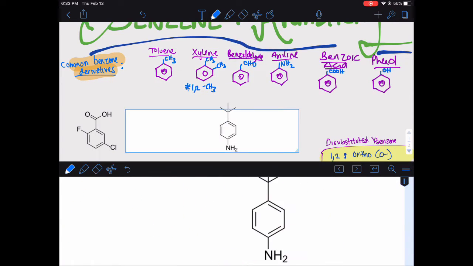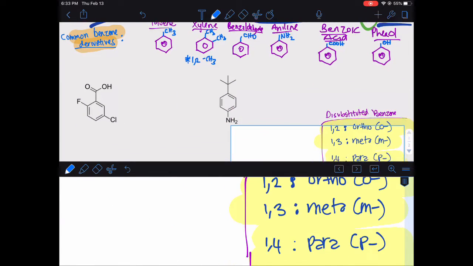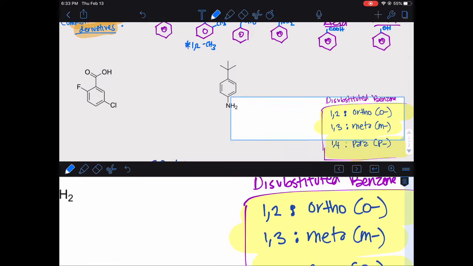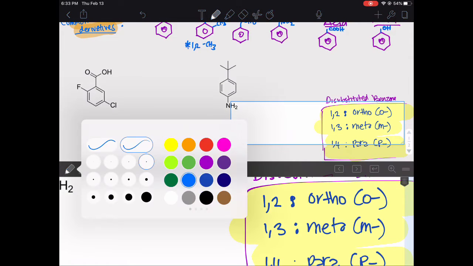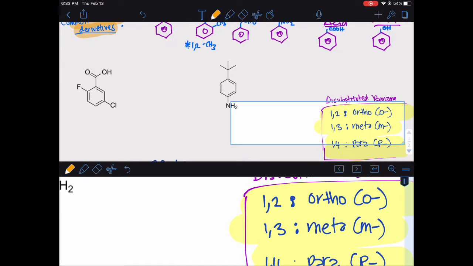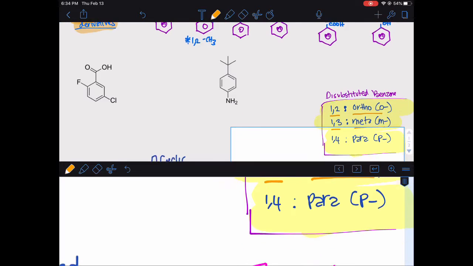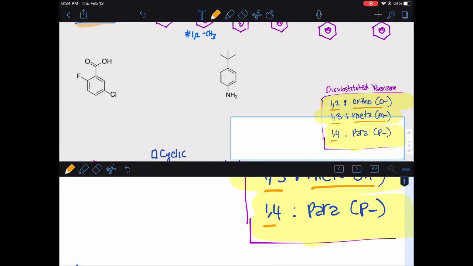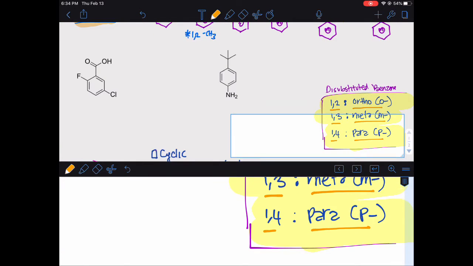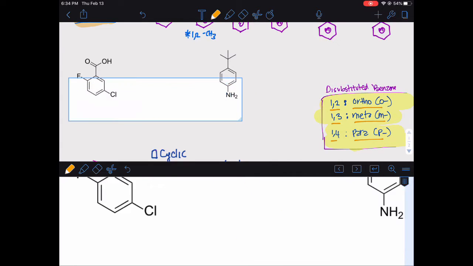But if it's disubstituted, you're going to need one of these prefixes. Okay, so depending on how proximal the substituents are to each other, you're going to use one of these. If they're 1-2 proximity from each other, it will be ortho. Okay, if they're 1-3 proximity to each other, it will be meta. If they're 1-4, meaning they are across from each other, it will be para. Okay, so let's go ahead and take a look at our first example here.